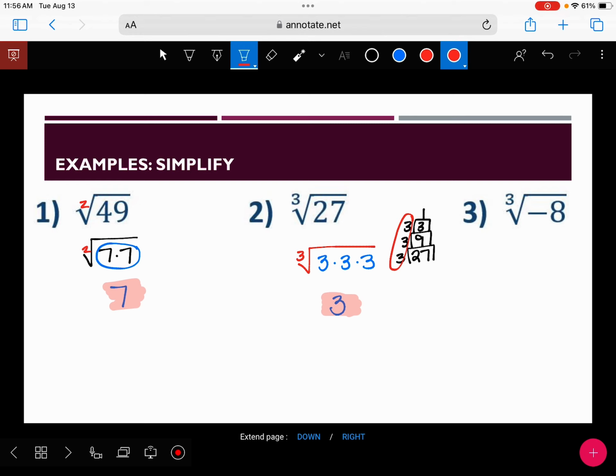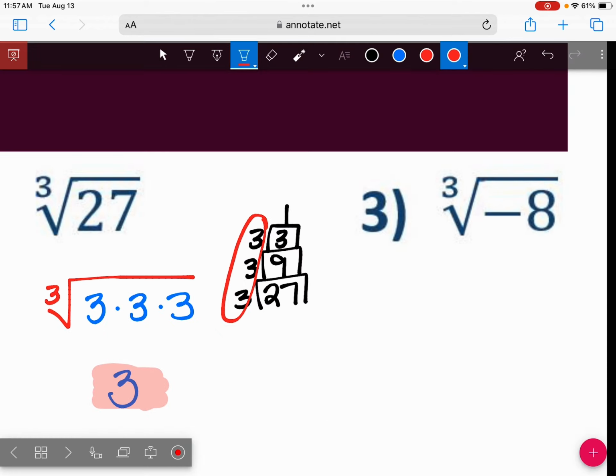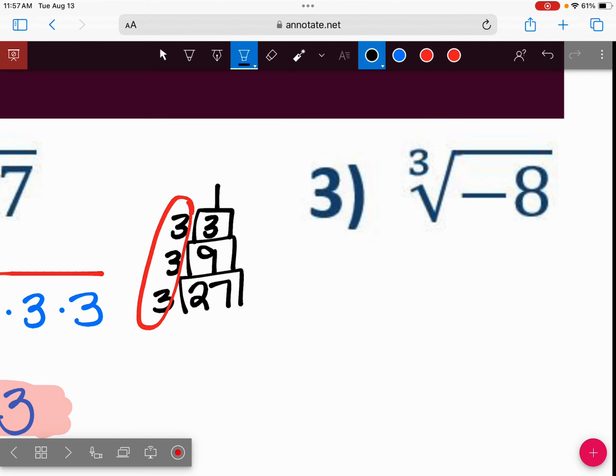Any questions so far? Okay, anytime you see a negative, it doesn't matter what the index is, you have to take away that negative. So underneath this cube root, I really have 2 numbers. I have a -1 and I have an 8.